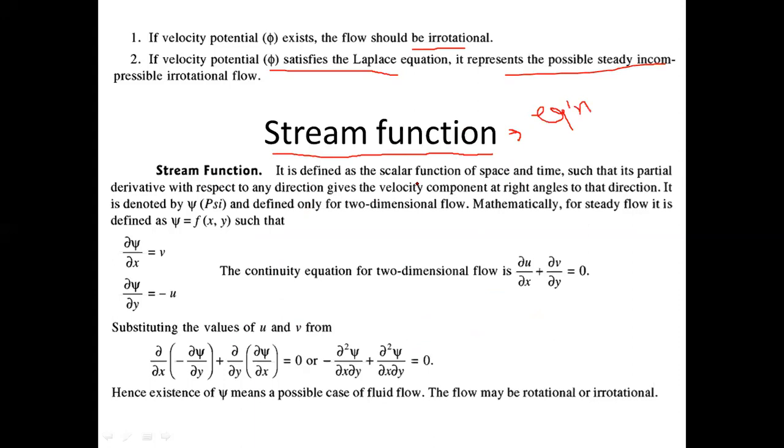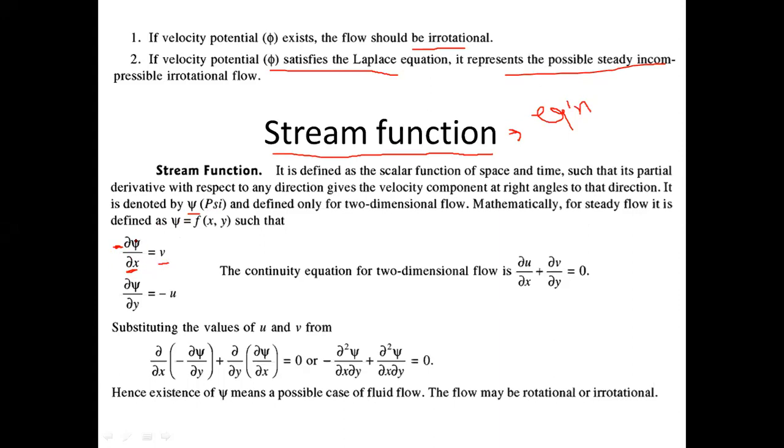Second is the definition of stream function. Just like velocity potential function, how can we define stream function? Stream function is denoted by this symbol psi. If I take a derivative of psi in any direction, like in this case x direction, it will give me velocity in the perpendicular direction. The perpendicular direction of x is y, and the velocity in y is v.